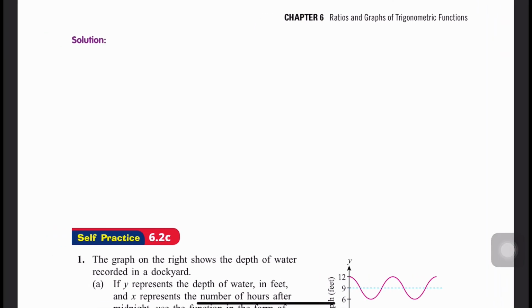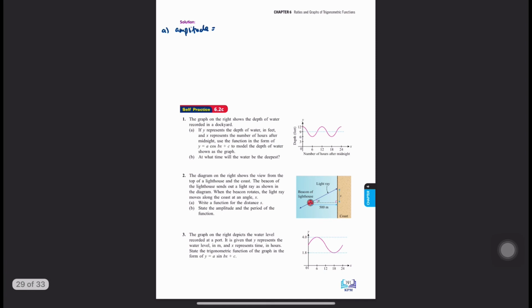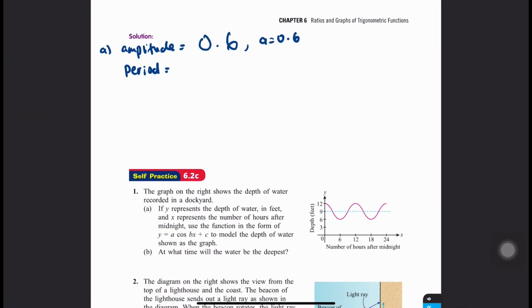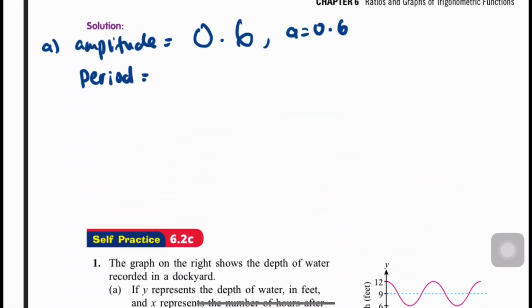Okay, so for the first part, A. From the graph we know that the amplitude, apa amplitude? This one is amplitude, right? Tinggi. This one is 0.6. So we know that amplitude is 0.6. Therefore our value of A is 0.6. Next we need to calculate the period. Okay, this one period occurs in 5 seconds. Betul.